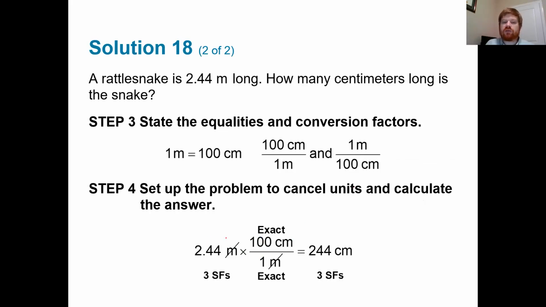Now, the length of the rattlesnake was measured, 2.44 meters. There's 1, 2, 3 significant figures. 100 centimeters per meter, that's a defined number, so that's an exact conversion. So you don't have to worry about the significant figures for this. So sure enough, the measurement was 3 significant figures. That means our answer should be 3 significant figures at 244 centimeters.